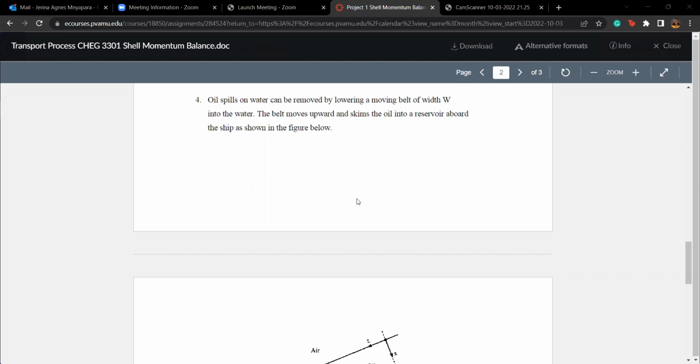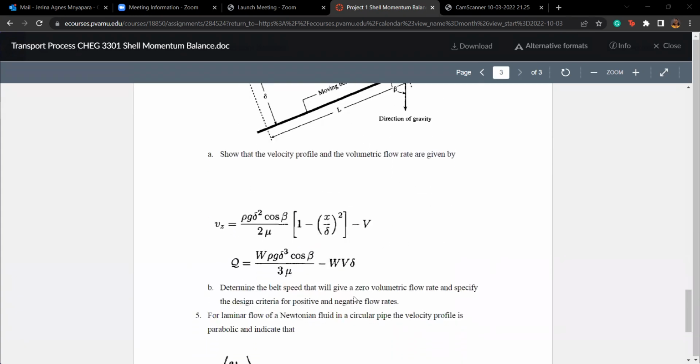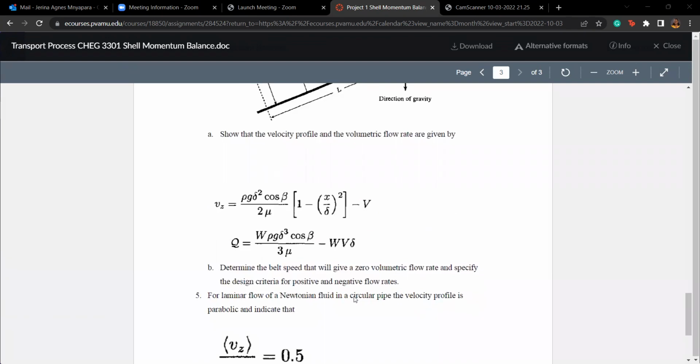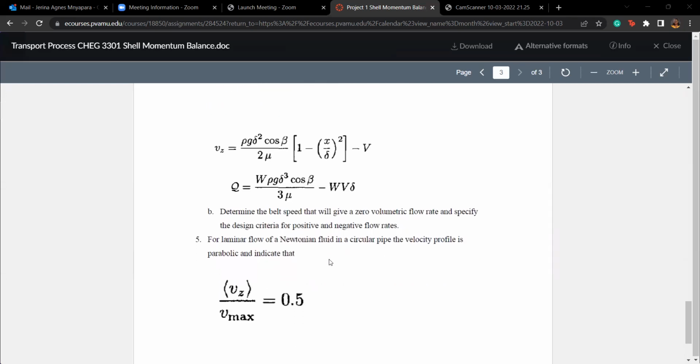And today our project question was number 4. An oil spill on water can be removed by lowering a moving belt of width W into the water. The belt moves upwards and skims the oil into a reservoir aboard the ship, as shown in the figure below. So this is the figure. We were trying to show the velocity profile and volumetric flow rate as given by these two equations. And for part B, we were trying to determine the belt speed that will give a zero volumetric flow rate and specify the different criteria for positive and negative flow rate.